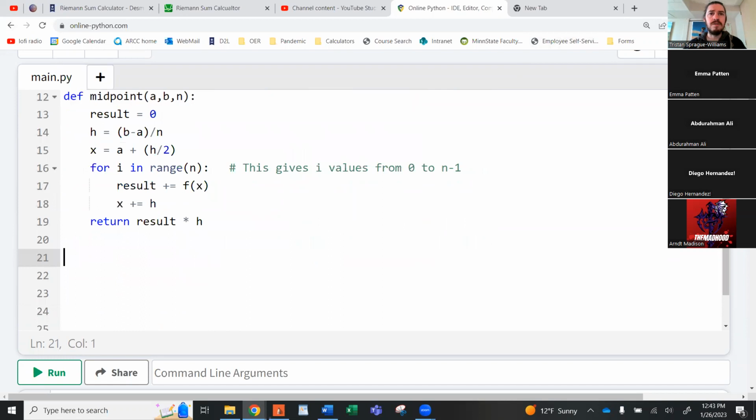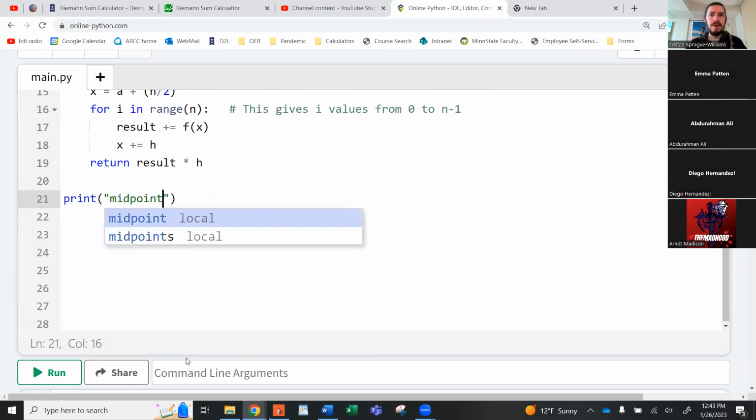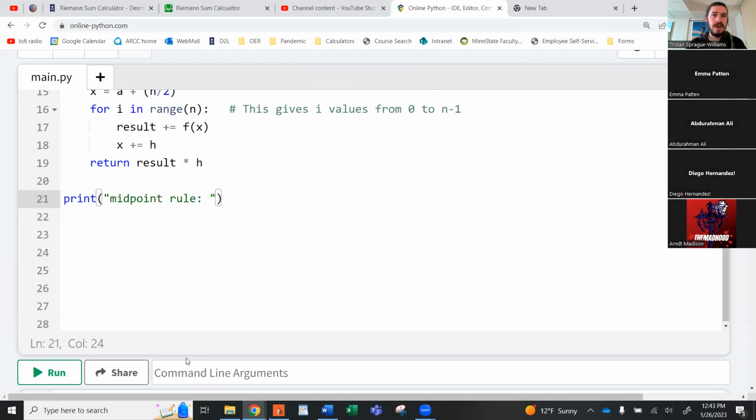Now let's see if it works. What I want to do is print "midpoint rule: ", and I put that in quotes so that it's going to print exactly those words. This is what it's going to print out to the screen when I run the program. And then I'll put a comma.